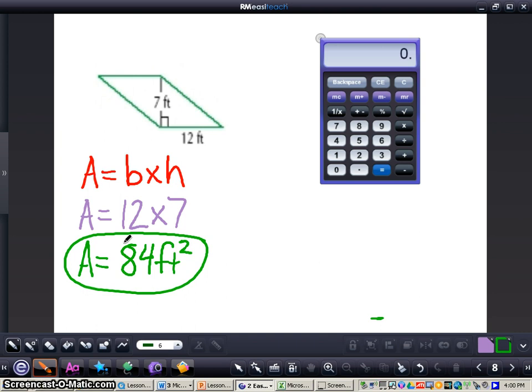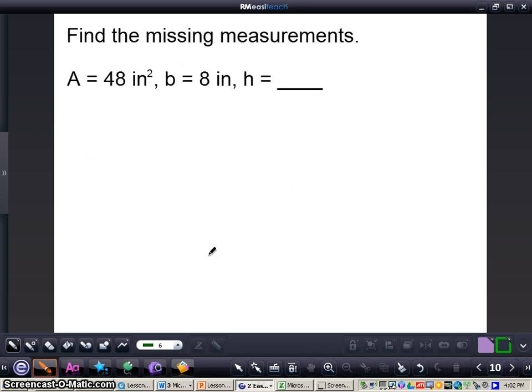Now what we're going to do in the video is we're going to look at missing measurements and figure out what the missing measurements are of the parallelogram. So what we have here, we have the area already given to us of the parallelogram. Okay, so we have 48 inches squared, that is the area.